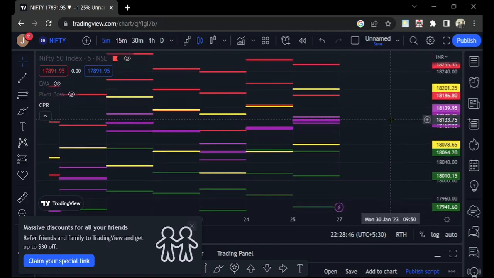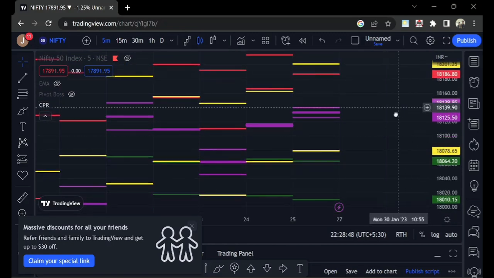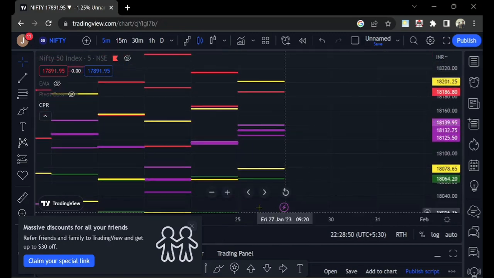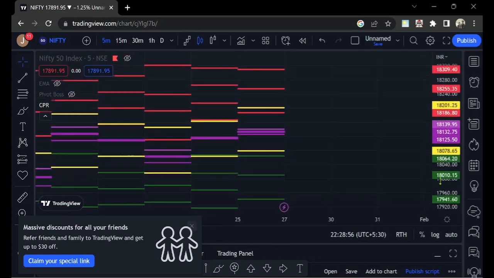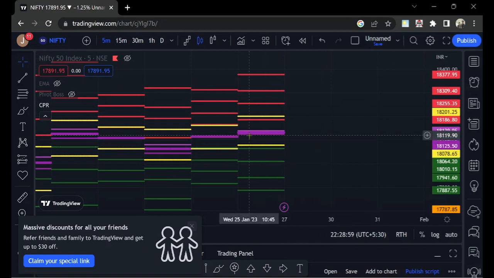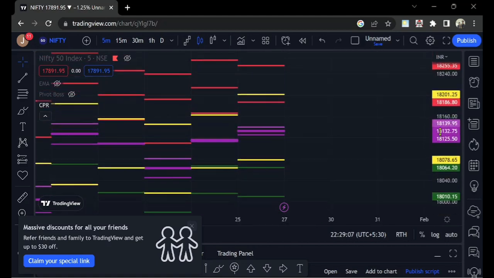CPR is simple. You see, this is the CPR. Today is the 27th. This is the CPR of the day. Can you see anything here? You can see a few lines. In this chart, these violet lines are called the CPR. You can see 3 lines.